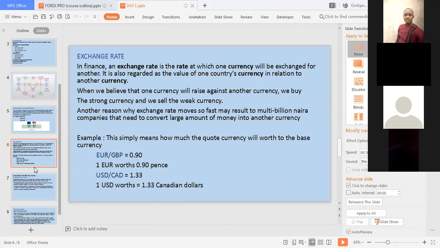Exchange rate. Exchange rate is the rate at which one currency will be exchanged for another. It's also regarded as the value of one country's currency in relation to another currency. When we believe that one currency will rise against another, the other will fall. When we believe a currency will rise, the strong currency, we buy the strong, and we sell the weak currency.